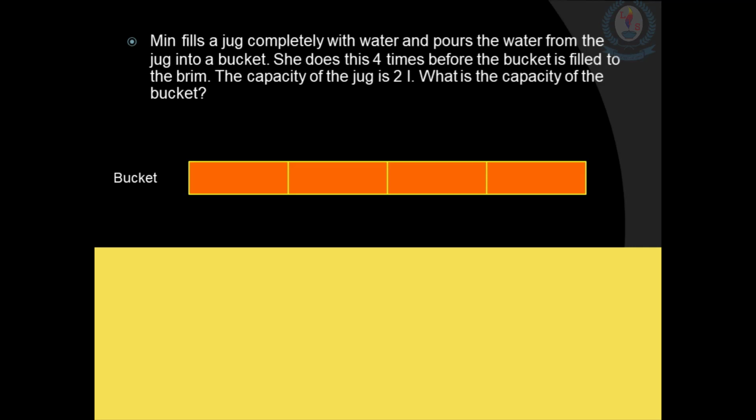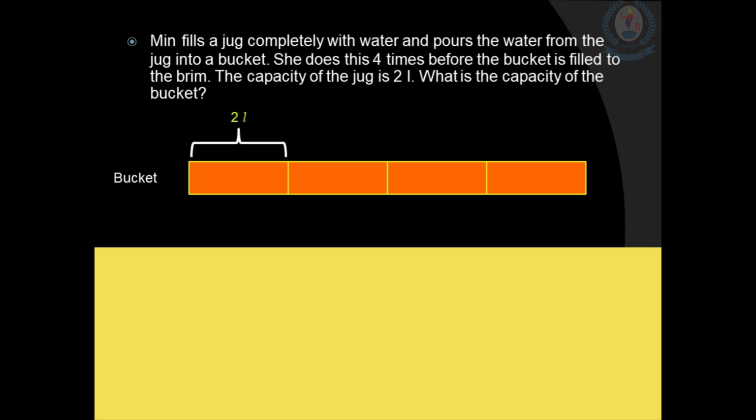She is filling a bucket using a jug. The capacity of the jug is 2 liters and she has filled the bucket 4 times using the jug. They are asking what is the capacity of the bucket. It means the capacity of the bucket should be 4 times the capacity of the jug.